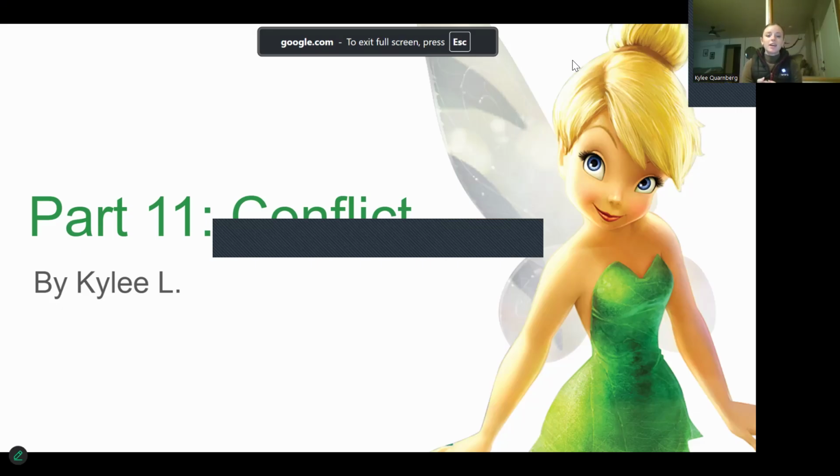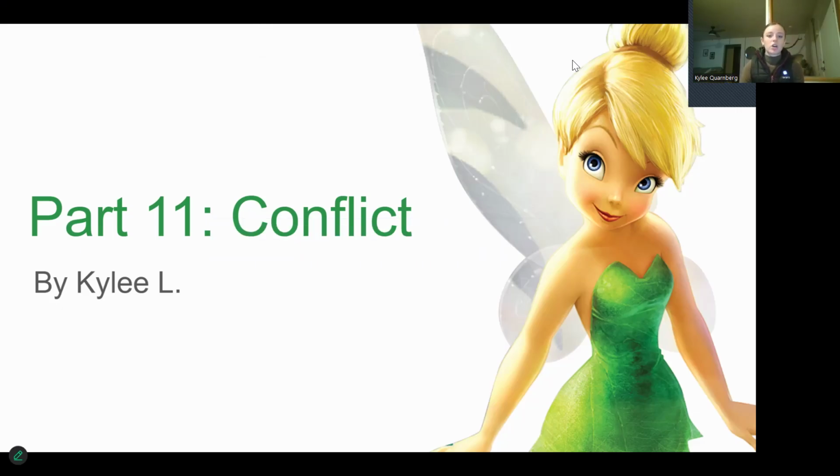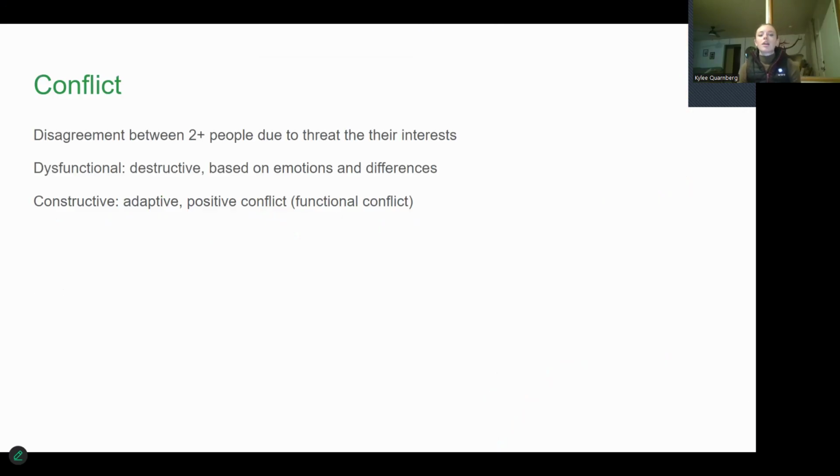All right, part 11 of Tinkerbell, we're going to be talking about conflict. Conflict is any disagreement between two or more people. Typically, it happens because there's a threat to one or both of their interests, and they're fighting to make sure that things work out in their best favor. There's dysfunctional and constructive conflict. Dysfunctional is destructive, based on emotions, and doesn't typically end well, whereas constructive is adaptive, and it's considered positive conflict because it can end in win-win situations.